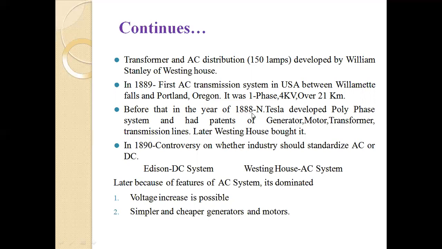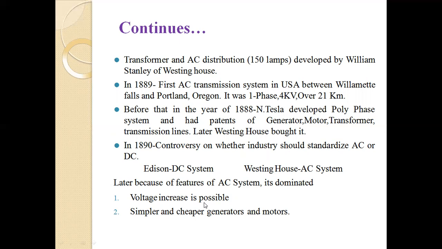Before that, in the year 1888, Nikola Tesla developed the polyphase system and had patents on the generator, motor, transformer and transmission line. Later, Westinghouse bought it. In 1890, there was a controversy on whether the industry should standardize on AC or DC: the Edison DC system or the Westinghouse AC system. Later, because of the features of the AC system, it dominated.